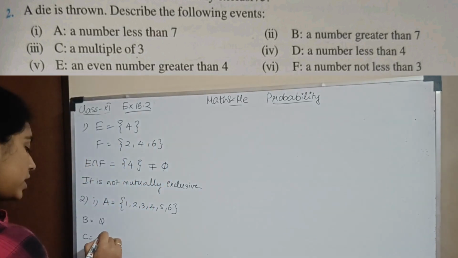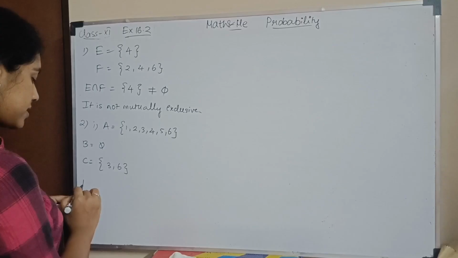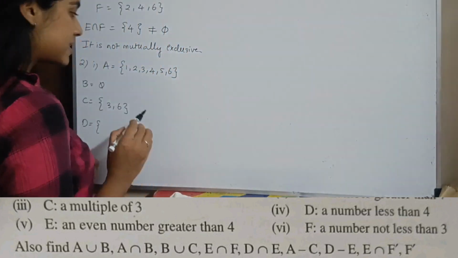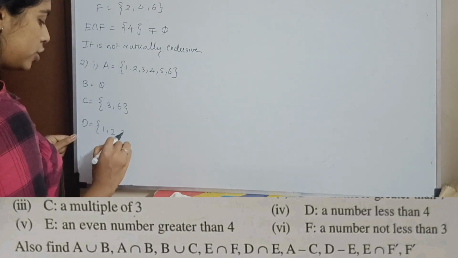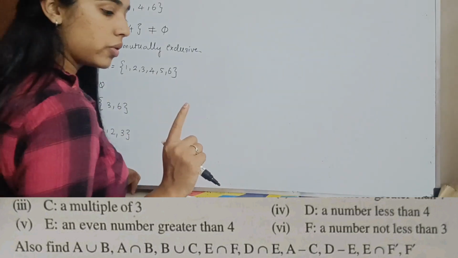What is my C? A multiple of 3. 1, 2, 3, 4, 5, 6. What is a multiple of 3? 3 and 6. What is my D? D is a number less than 4. Number less than 4 is 1, 2 and 3. You cannot include 4 because it is less than 4, not equal to 4. Okay.